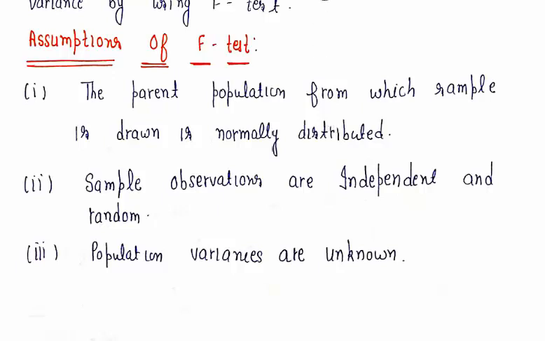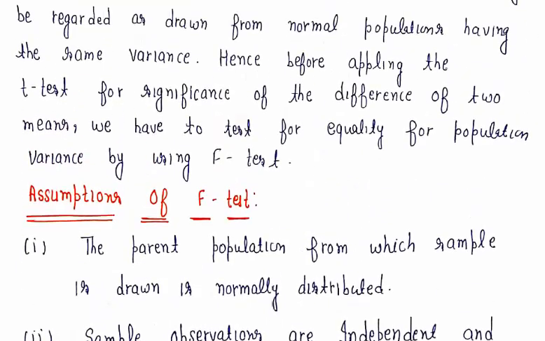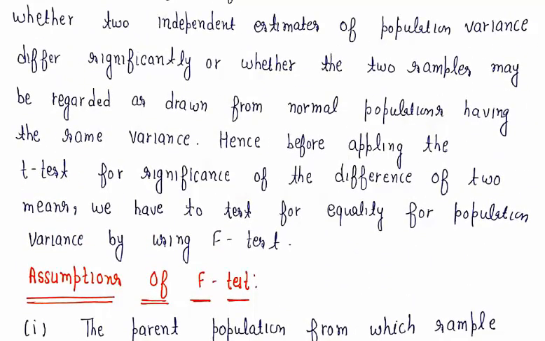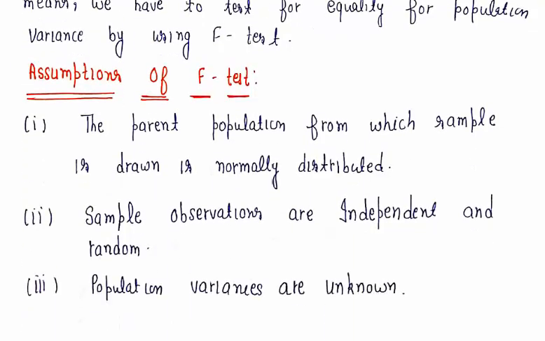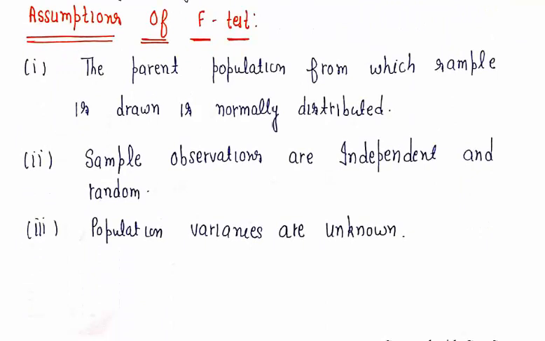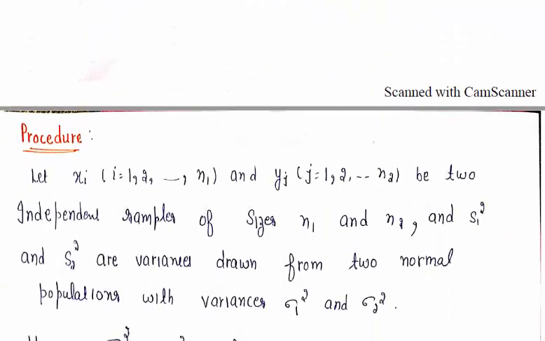So firstly, we discussed that the F test is used to check the equality of variances. If, to apply the t-test, it is not given that population variances are equal, then firstly we apply the F test, and these three are the assumptions of the F test. First, the parent population from which the samples are taken is normally distributed. Second, sample observations are independent and random. Third, population variances are unknown.